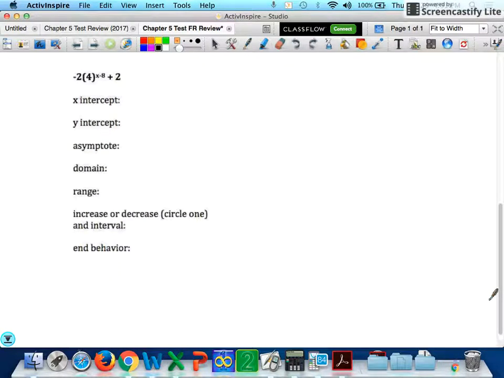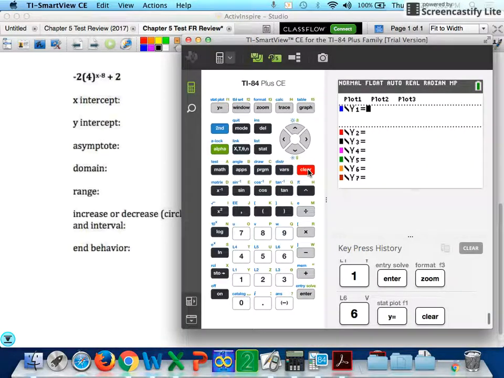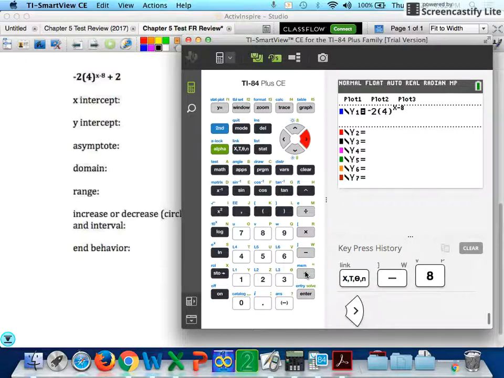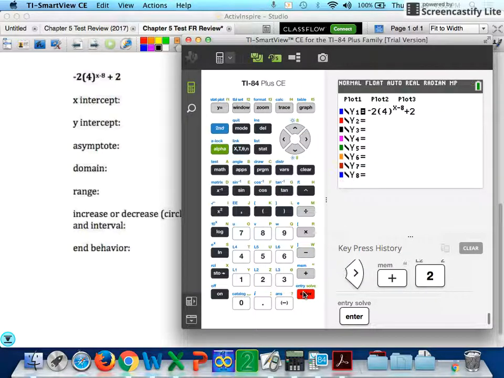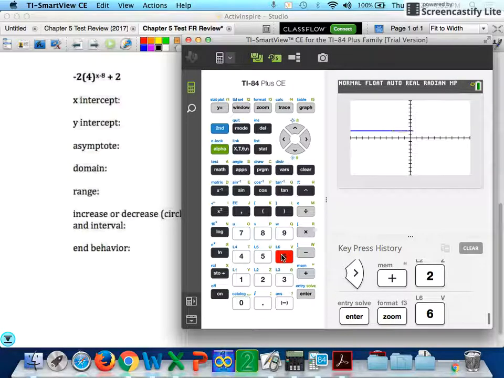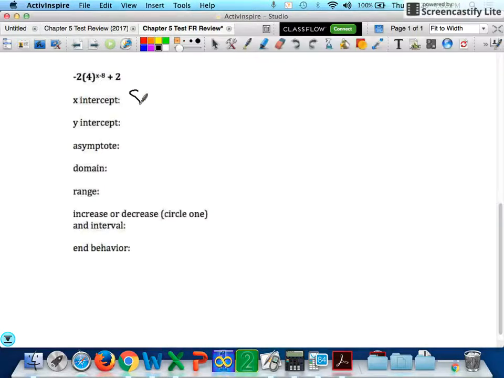Our second one, a little bit more complicated of an equation, but we do it the same way. So I look at it in the graph. I've got negative 2 times 4 raised to the x minus 8 power, and then plus 2. Okay? Zoom 6, take a look at this graph. Coming in, and then it dipped down really late there on the right side. Okay? So my x-intercept I can see is 1, 2, 3, 4, 5, 6, 7, 8. That's the point (8, 0).